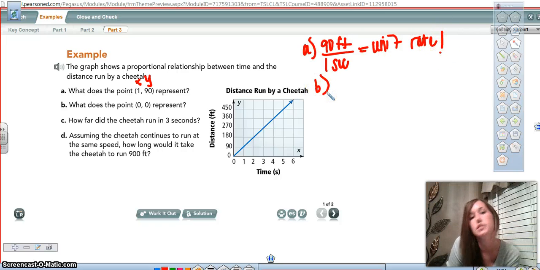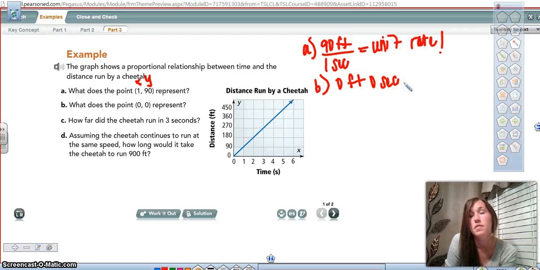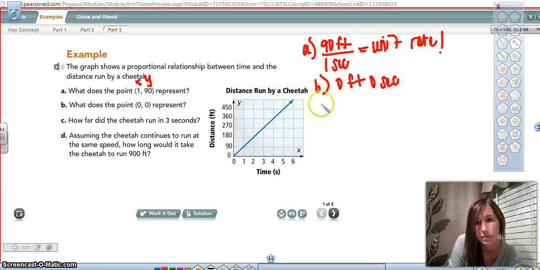Question B, what does the point 0, 0 represent? Well, that would be 0 seconds, 0 feet. If no time has passed, if we're right at the beginning, the cheetah hasn't had any time to run, then it's not going to have gone any distance. That makes sense with this problem.